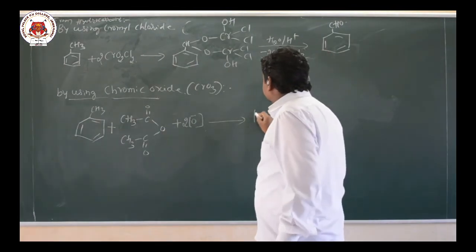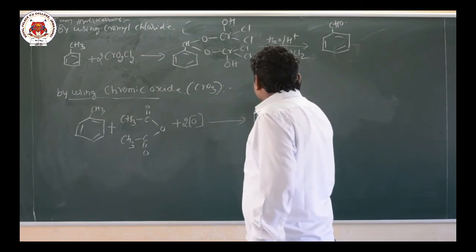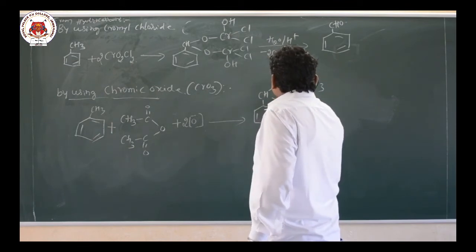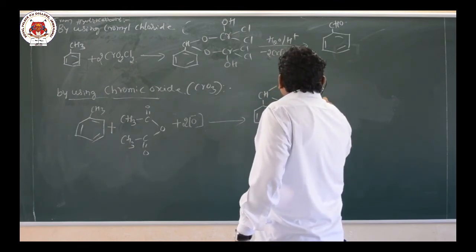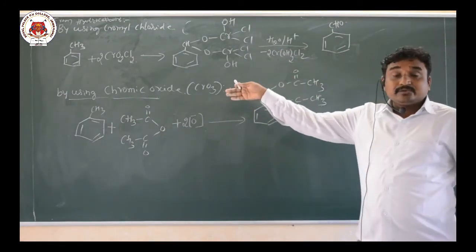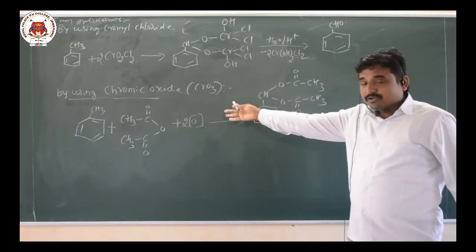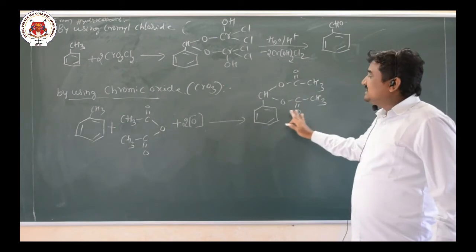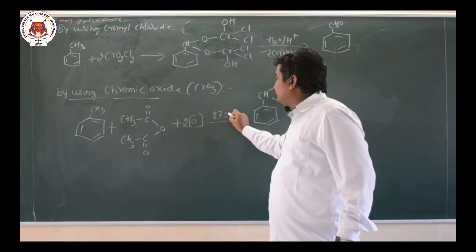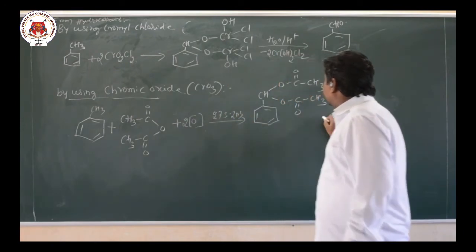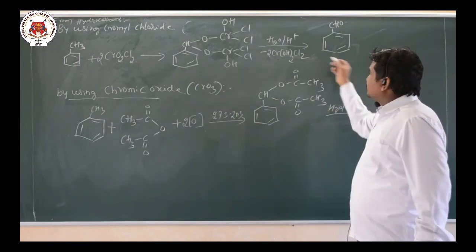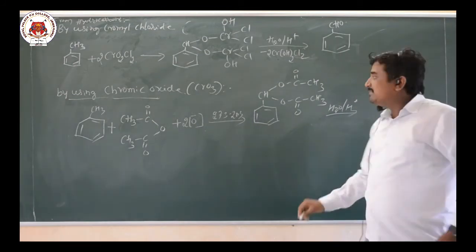The structure of benzylidene diacetate is, so I will write here, CHO, C double bond O, CH3, O, C double bond O, CH3. So this is benzylidene diacetate. Toluene reacts with acetic anhydride and undergoes oxidation, that gives a benzylidene diacetate. The temperature range is 273 Kelvin to 283 Kelvin, which undergoes acid hydrolysis, same reaction. That gives what here? Benzaldehyde.